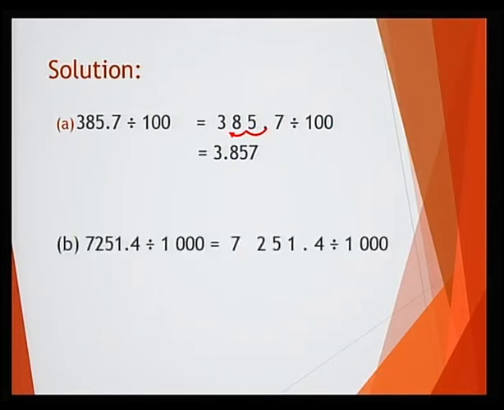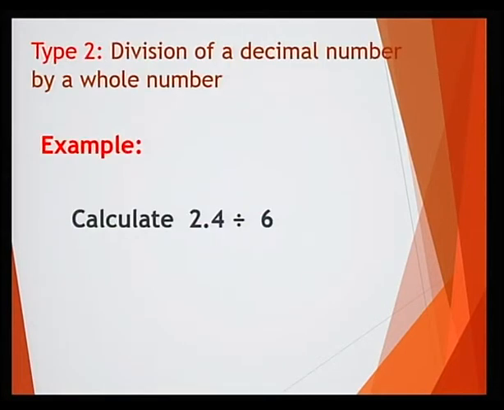Now we consider the second part. Here I have to divide by 1,000. So I have three zeros. This means I will have to move my decimal point three places to the left. So the answer is 7.2514. We now move to the second type, that is division of a decimal number by a whole number.